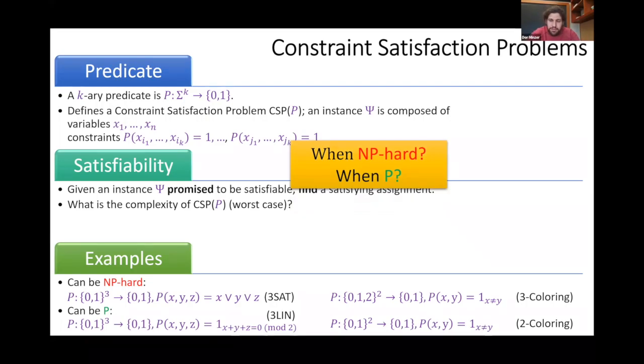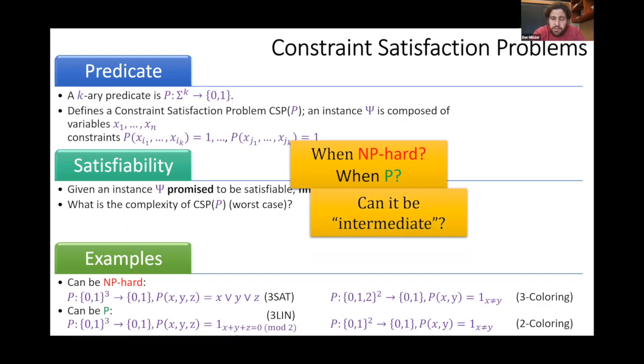But more generally, can you say when this is NP hard and when is it in P? So this is known by now, but this is a fairly difficult problem. And first of all, is it not trivial? So can the complexity of CSPP be intermediate? So we do know that there are some problems that are not P nor NP hard, assuming of course that P is not equal to NP. So the real question here is excluding the possibility of CSPP being one of these intermediate complexity problems.